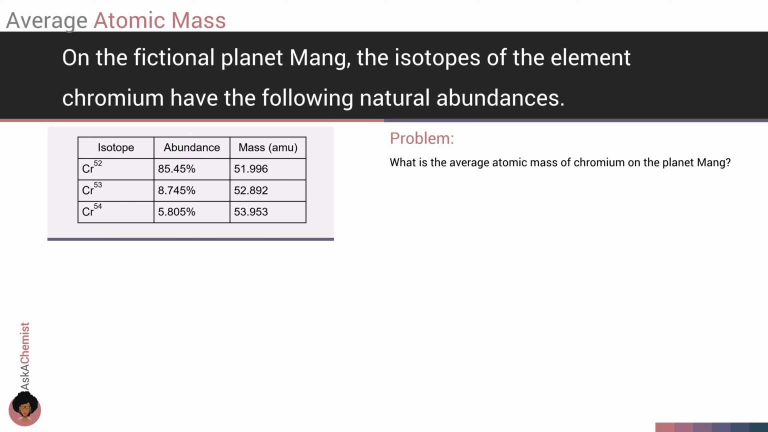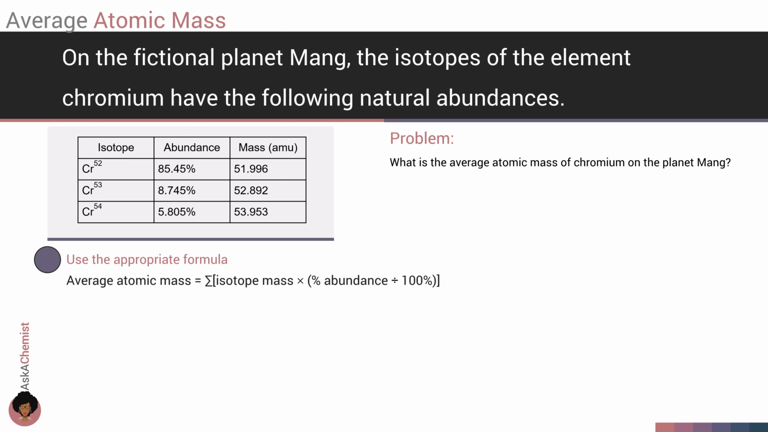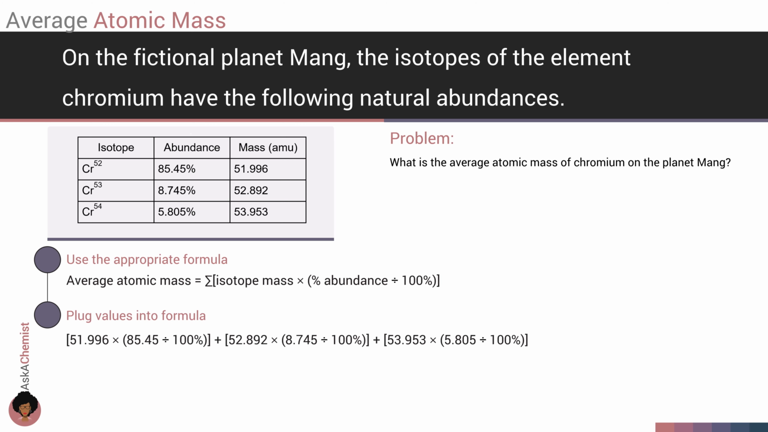So the average atomic mass is the value that you see on the periodic table under each element symbol. And that's what we're solving for. So we need to use the appropriate formula, and that would be that the average atomic mass is equal to the sum of the isotope masses multiplied by the decimal of their percent abundances. So we know the formula. All we have to do now is just plug our values into the formula.